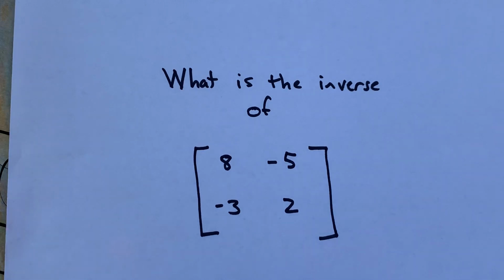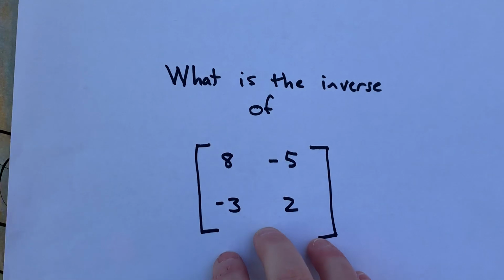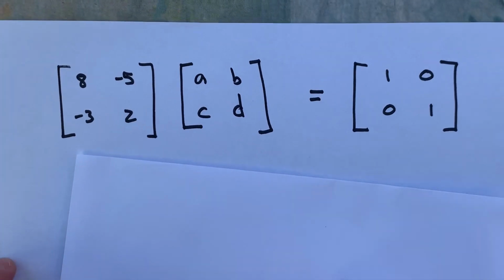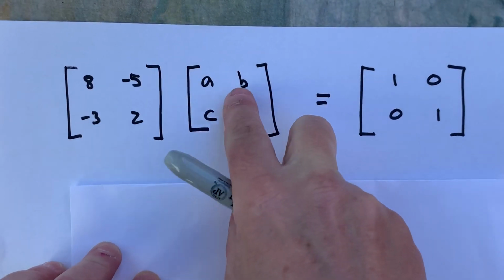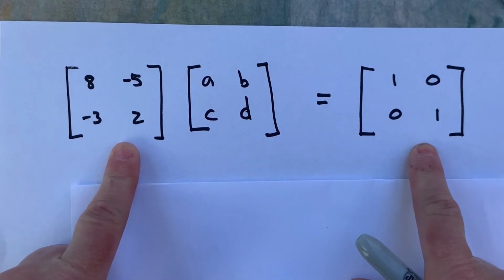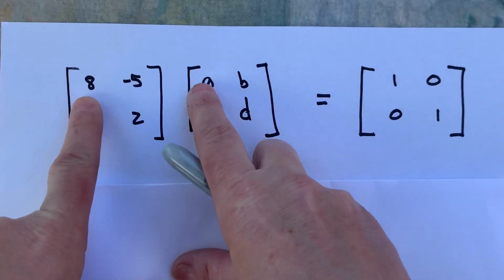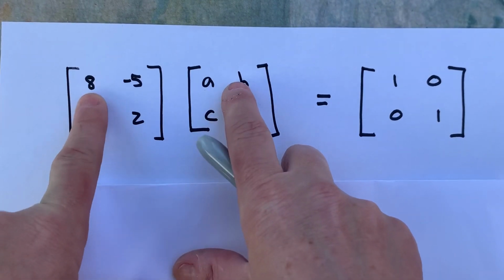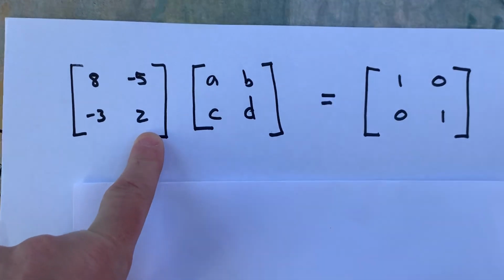It means that we want to find the matrix that we multiply this by to get the identity matrix. In other words, I'm looking for the solution to this right here. I don't know what these values are, but I know that if I take this times this, I'm going to get my identity matrix. And you know how to multiply these two together.